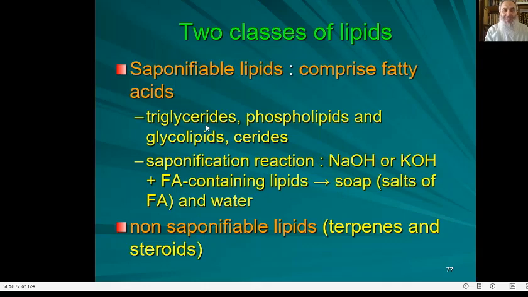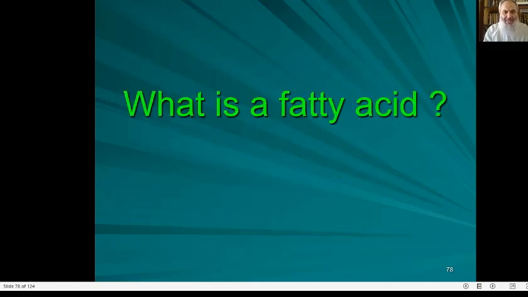The lipids that are saponifiable are triglycerides, phospholipids, glycolipids, and ceramides. These are the different lipid types that may be saponifiable because they contain fatty acids. Without fatty acids, saponification cannot take place. Since a fatty acid is important, let's first start by defining a fatty acid.